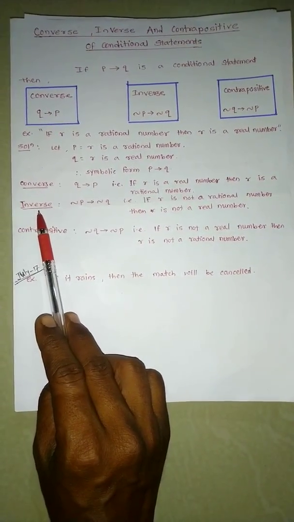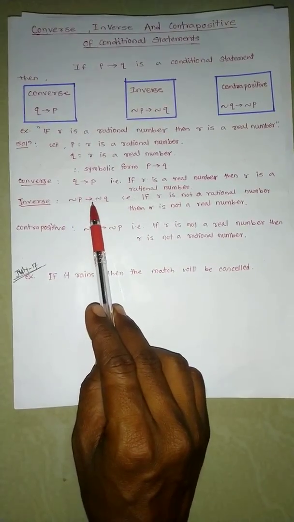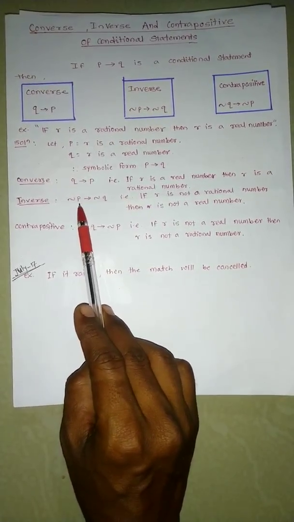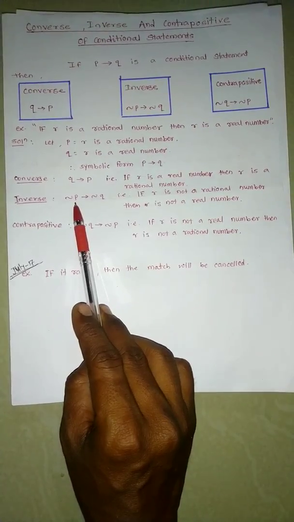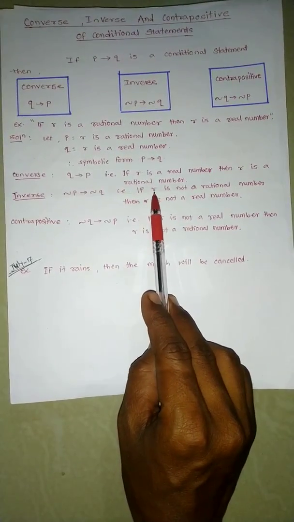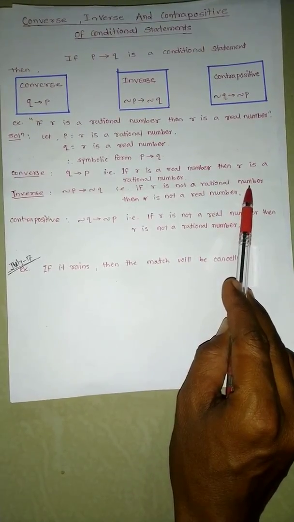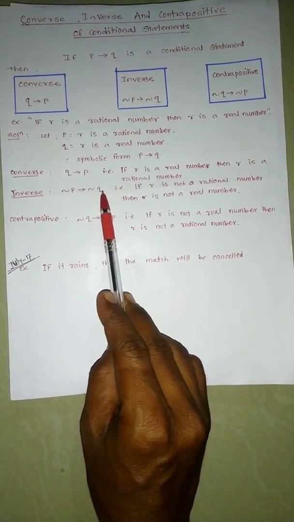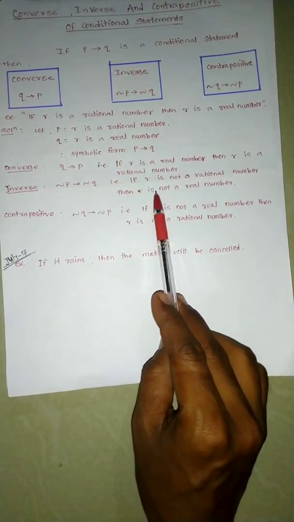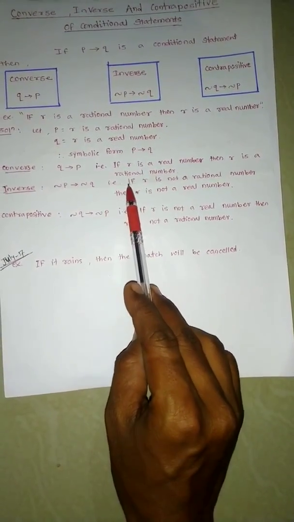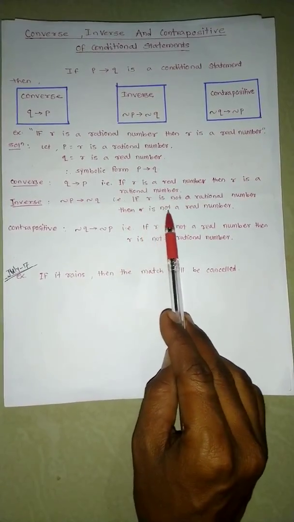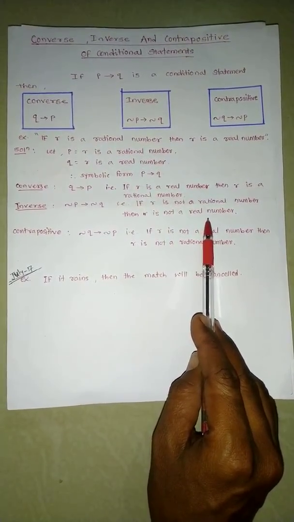Now how do we write the inverse? We know the formula: negation of P implies negation of Q. That is, add not in statement P. We know statement P: R is a rational number. Add not in that statement: R is not a rational number. Then implies negation of Q. Also add a not in the second statement, that is, R is not a real number. And connect these with if-then. That is, if R is not a rational number, then R is not a real number.